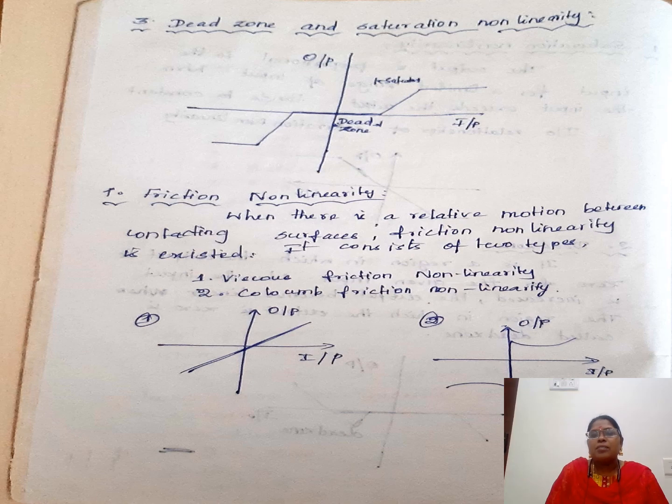And friction is nothing but a nonlinearity that exists when there is a relative motion between contacting surfaces. If two surfaces are in contact and there is relative motion, then a nonlinearity exists. There are two types: viscous friction nonlinearity and Coulomb friction nonlinearity. In viscous friction nonlinearity, when an input is given to a system, the output keeps on increasing. There is no stabilization. Similarly for Coulomb, it increases over a particular time and is not a constant value. It keeps on increasing, exponentially.